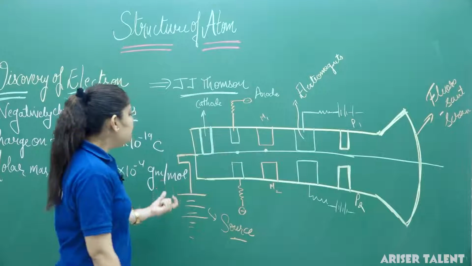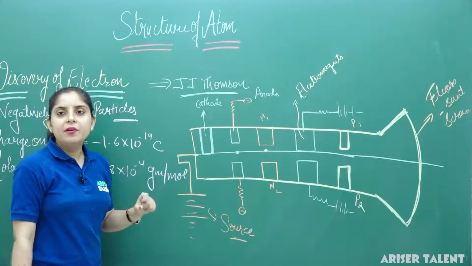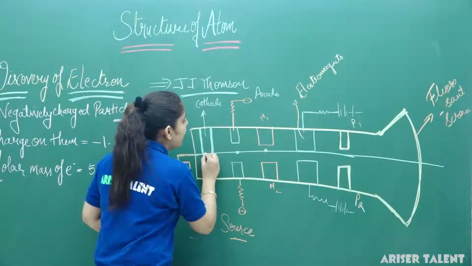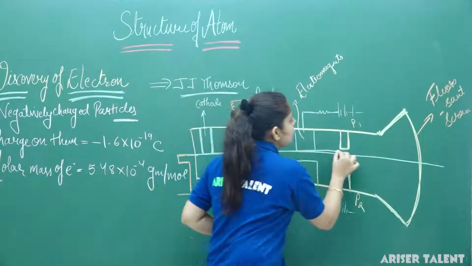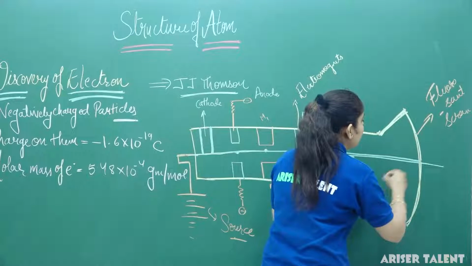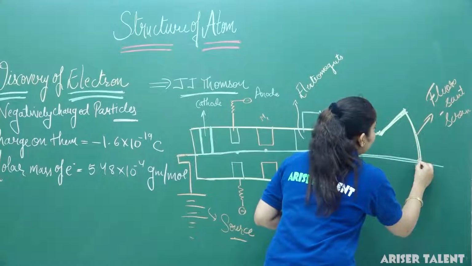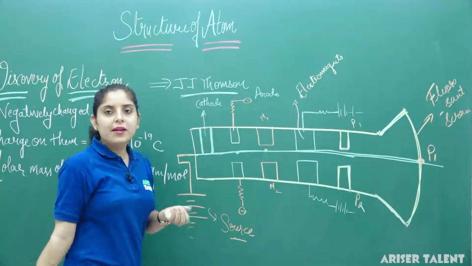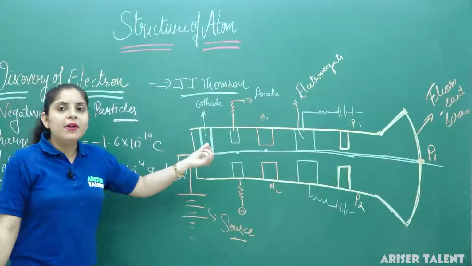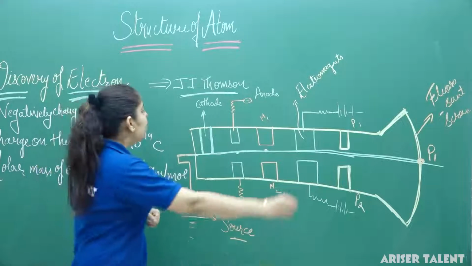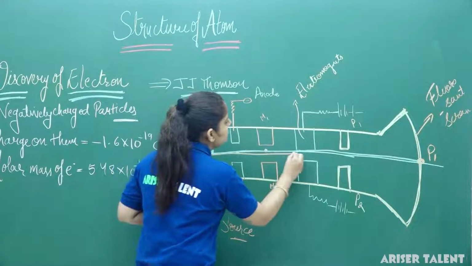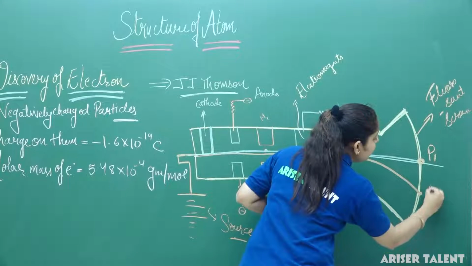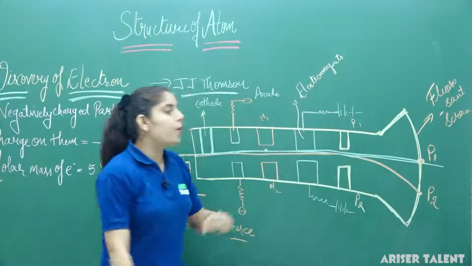So what happened when there is no electric field applied to the system? In the absence of the electric field, you can see that the ray is going to pass straight and you will observe it on the point number P1 in the absence of electric field. As soon as electric field is applied to this system, what will happen? The particles will pass and they are going to deflect in this direction. So now you will observe a bright spot on a point P2.